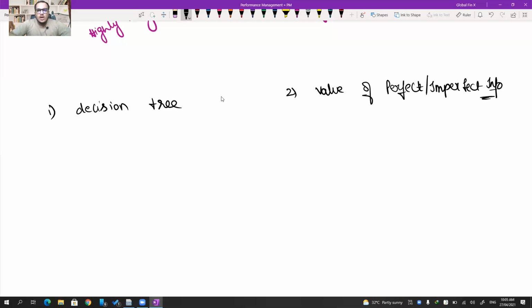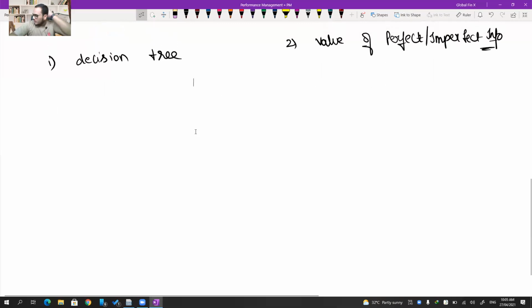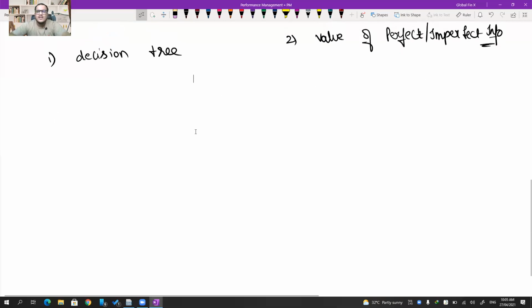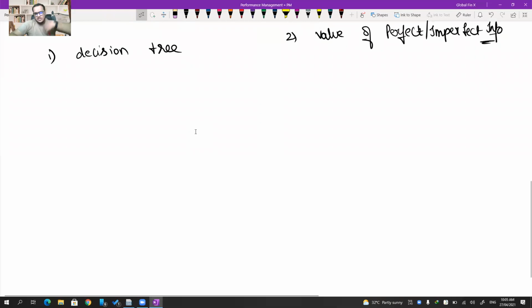Okay, so now when we are talking about decision tree, this is something that you have done in your class 10. You might have done flow charts in your 10th standard, 11th standard, 12th standard in computer subject. So that is what decision tree is all about.